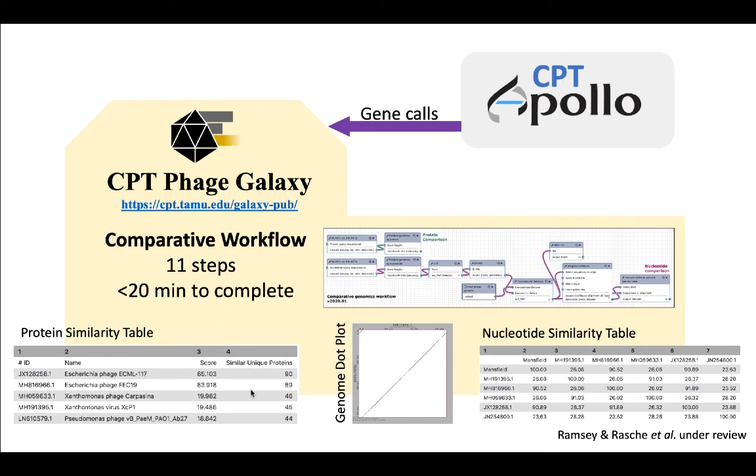That is a protein similarity table where you can see the name and accession of the phage, as well as how many proteins are similar between the 2 phages by BLAST. There is a genome dot plot that is given to see at the whole nucleotide level what the similarity is between the phages being compared, as well as a final nucleotide similarity calculation that is given.